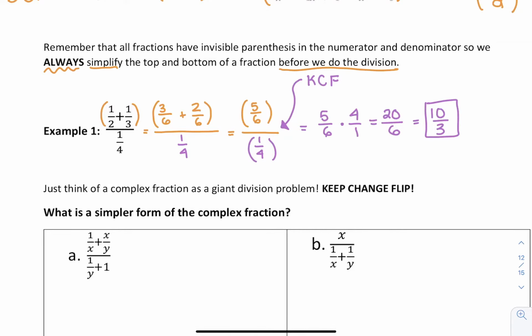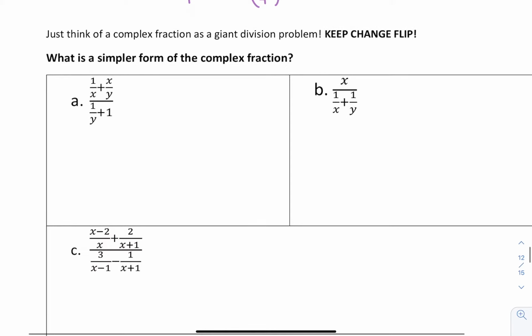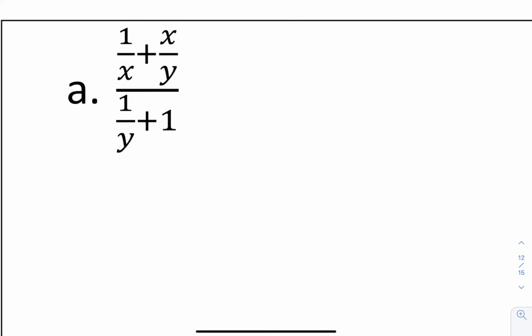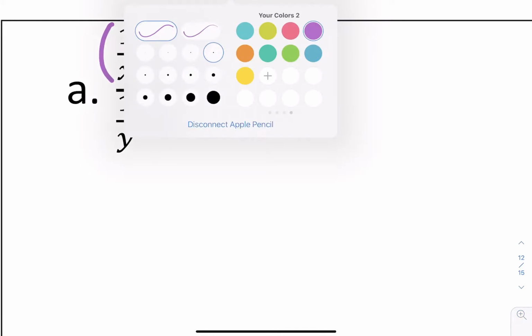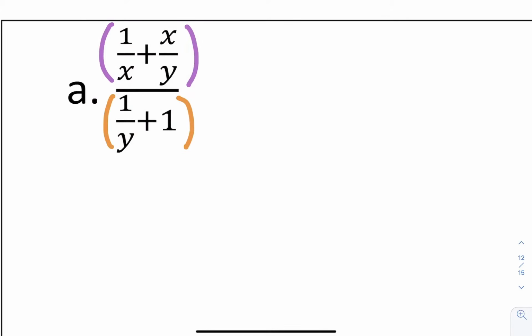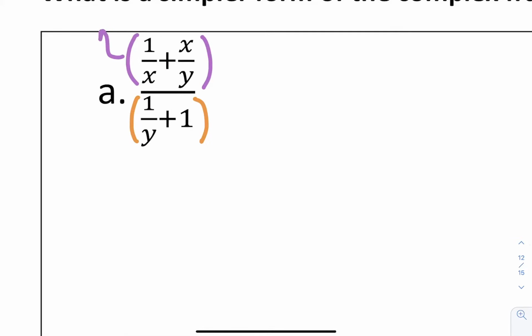Now let's try it with some algebraic expressions. Remember, just think of this as a giant division problem. You keep, change, flip, but first try to simplify, try to add or subtract what you can. In this first example, we've got our numerator and we have our denominator. Both of these have addition problems in them, so let's try to combine first. In this first numerator, I have an x and a y in my denominator, which means my least common denominator is going to be xy.